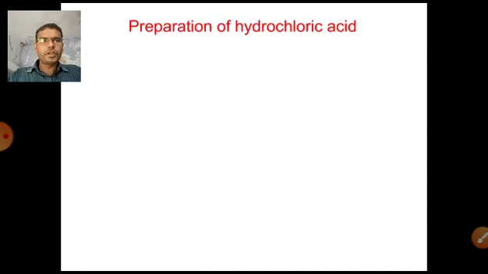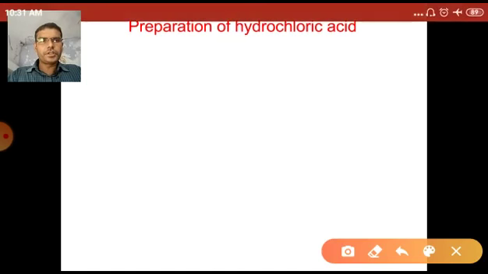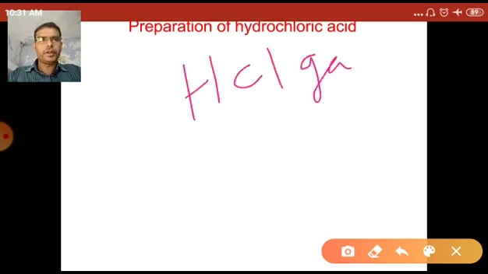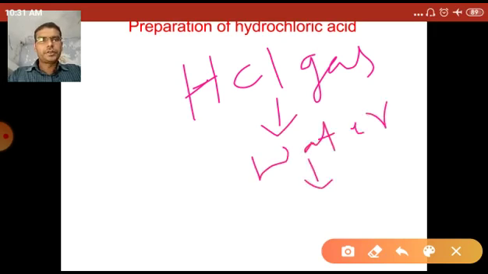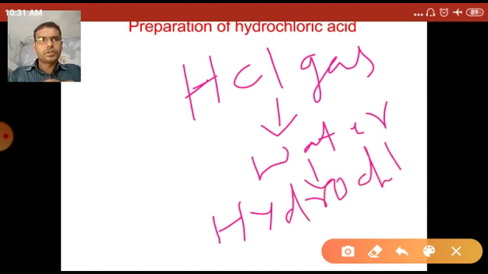Preparation of hydrochloric acid. Hydrochloric acid is prepared from hydrogen chloride. So first we prepare the hydrogen chloride, HCl gas. After preparation of the hydrogen chloride gas, the gas dissolves in the water. After dissolution, they produce hydrochloric acid.